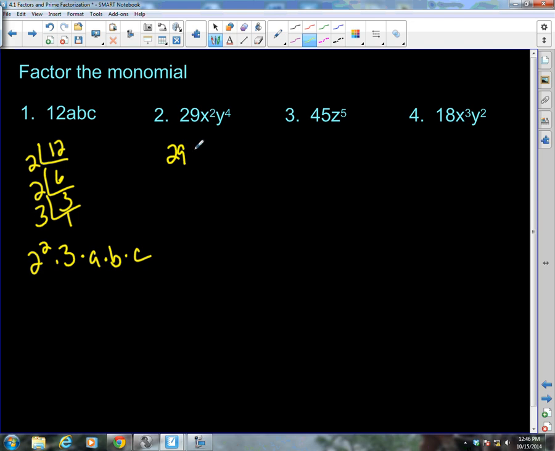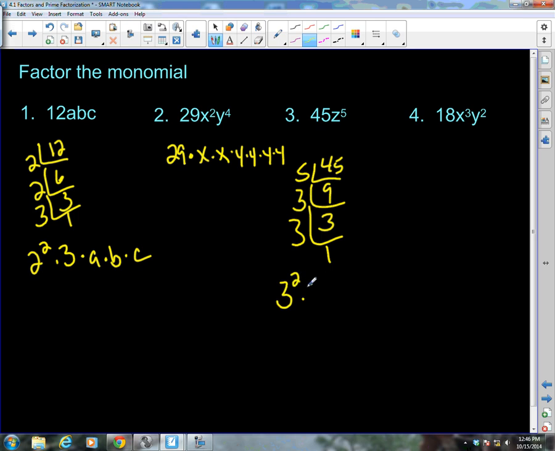Now, x squared, I want to just expand that. Instead of x squared, I'm going to write x times x, because those are the factors of x squared. Then y fourth is just times y times y times y times y. So I should have 4 y's, 2 x's, and a 29. 45, let's factor that one. That's 5, 9, 3, 3, 3, and 1. So it's 3 squared times 5. Now I've got z to the 5th times z times z times z times z times z. That is factored.